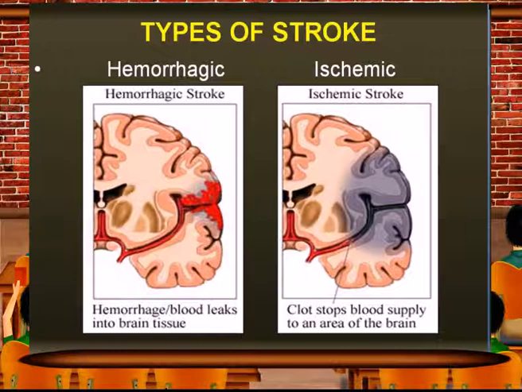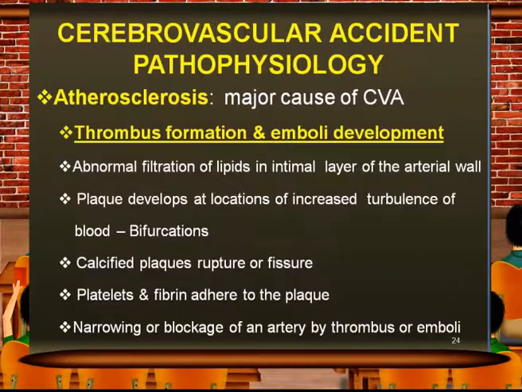The pathophysiology: the major cause of cerebrovascular accidents is atherosclerosis, thrombus formation and the development of emboli, with abnormal infiltration of lipids in the intimal layer of the arterial wall. As you know, it is the component of atherosclerosis, which ultimately leads to plaque development at locations of increased turbulence of the blood, that is, wherever there is a bifurcation of the arteries. The calcified plaques rupture or there is a fissure, and then the platelets and fibrin adhere to themselves, leading to narrowing or block of the artery by a thrombus or emboli.